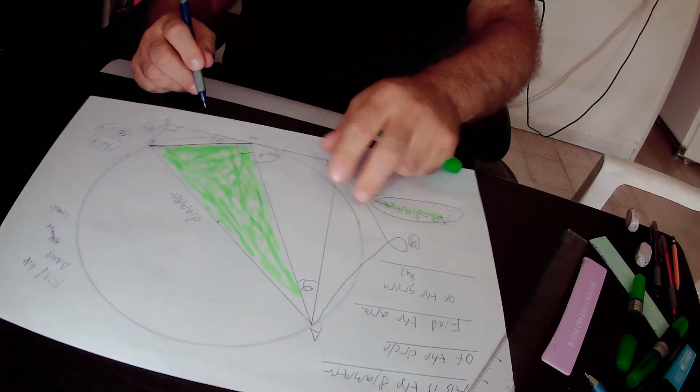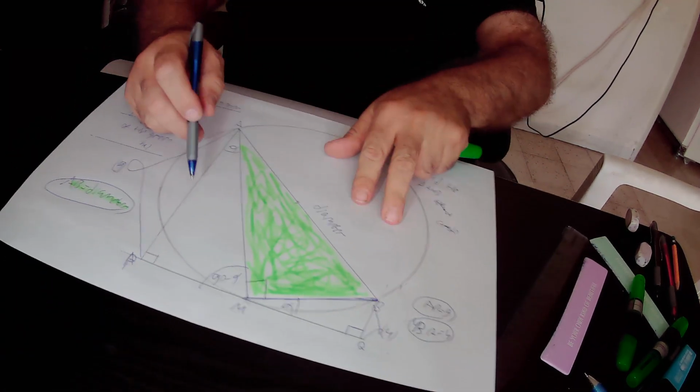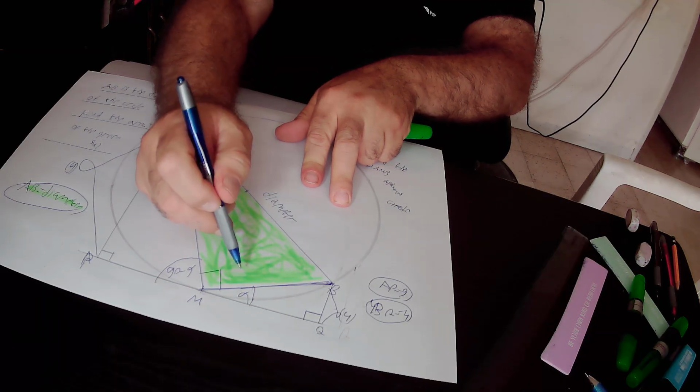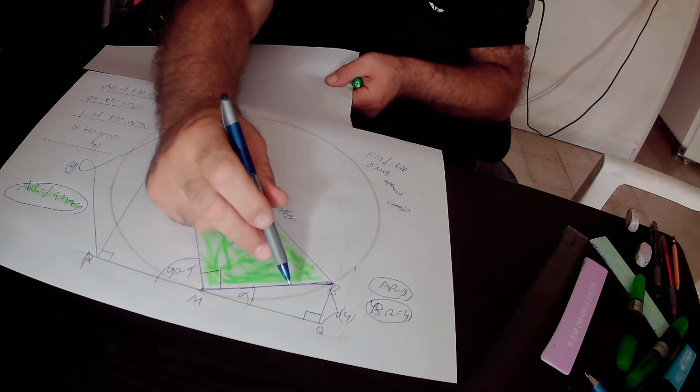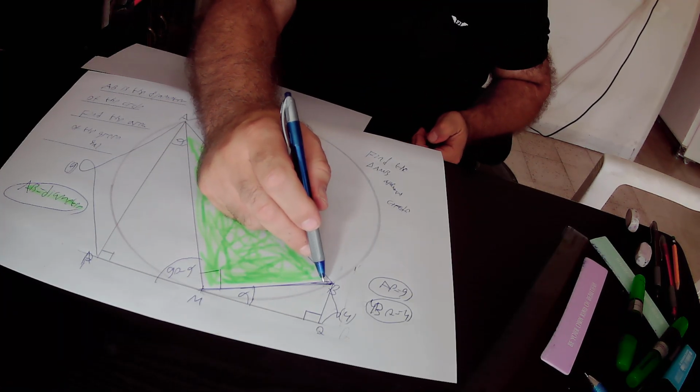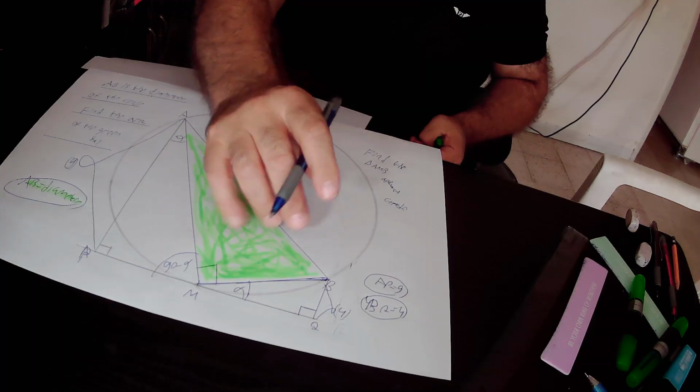So in the right small triangle BMQ, this is the right small triangle BMQ. This angle equals alpha, this angle equals 90 degrees, and therefore this first missing angle must be equal to 90 degrees minus alpha, according to the rule that the sum of the angles in the triangle is equal to 180 degrees.